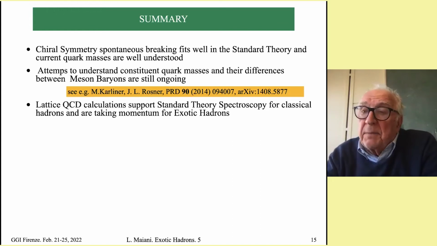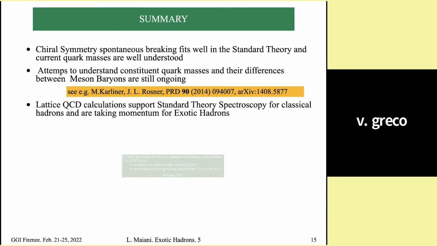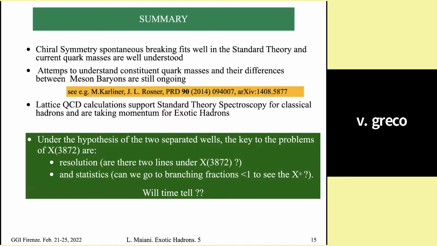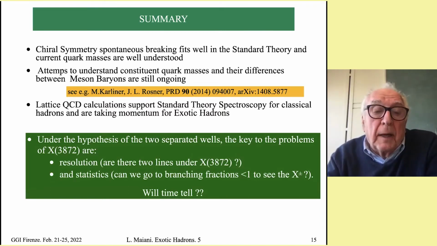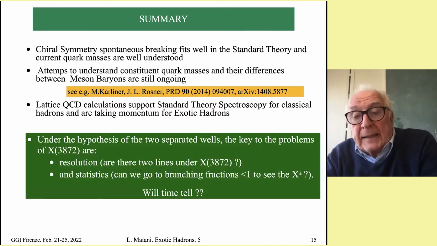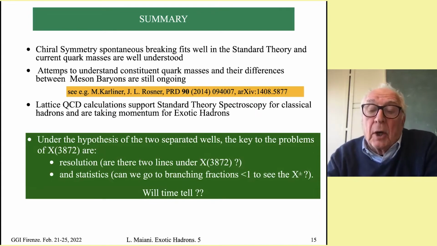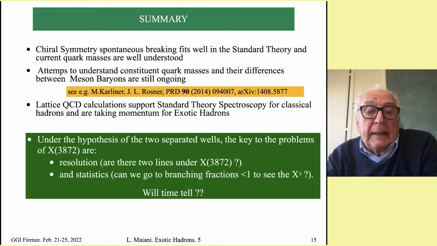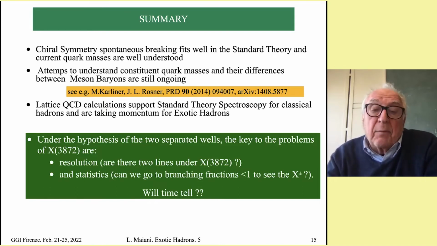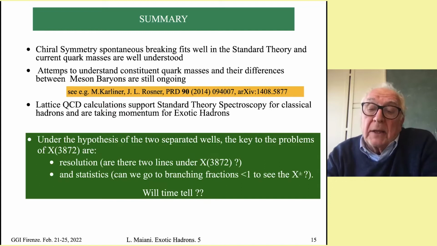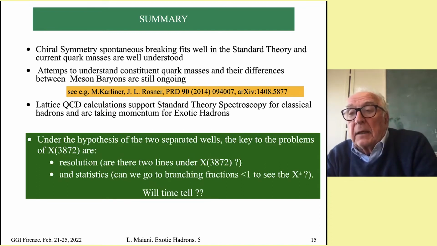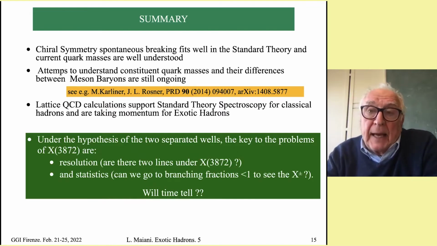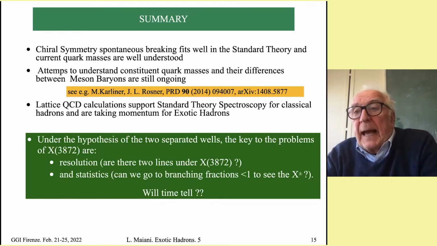Concerning our problem of the partners of the X, we found a defensive line to the fact that none of them has been observed until now. The first is resolution: there could be two lines under the single line that we see for the X3872. And the second is statistics: can we go to branching fractions much below one to see the X plus decaying into J psi rho plus? We hope that time will tell.